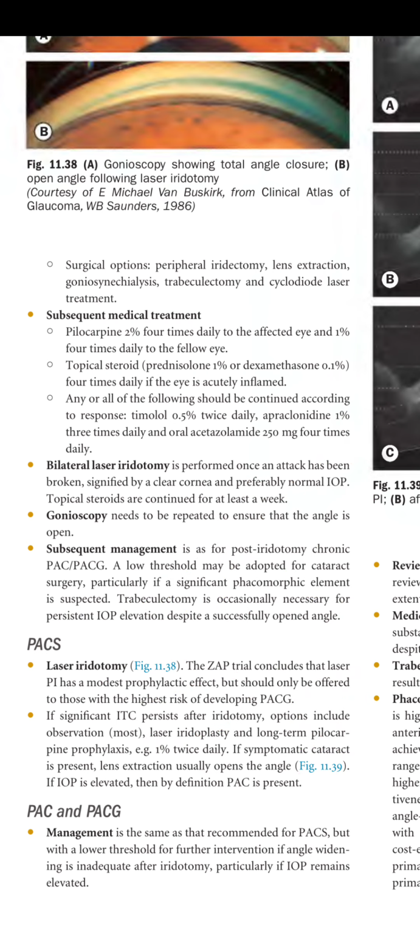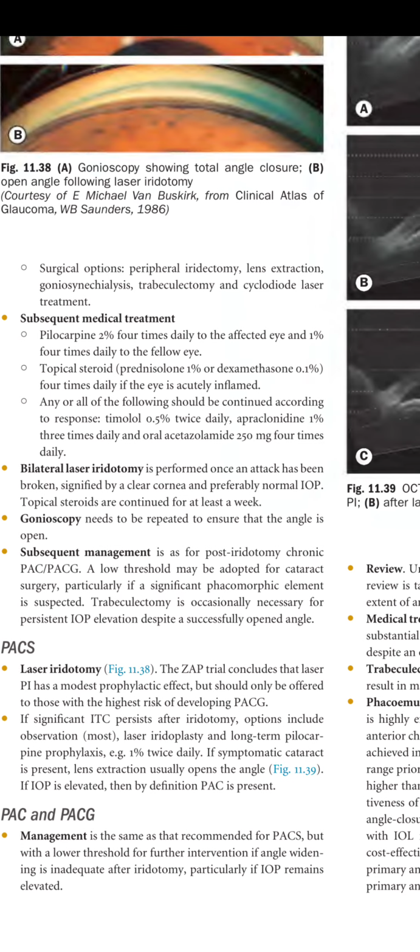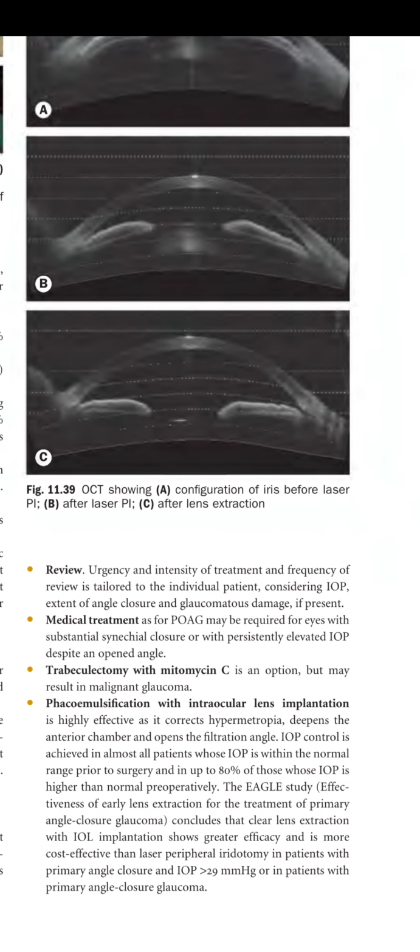So how will you treat primary angle closure and primary angle closure glaucoma? Management is the same as that recommended for the primary angle closure suspect, but with a lower threshold for further intervention if angle widening is inadequate after iridotomy, particularly if IOP remains elevated. Urgency and intensity of the treatment and frequency of review are tailored to the individual patient, considering IOP, extent of the angle closure, and glaucomatous damage if present. So review depends upon how the patient presents to you.